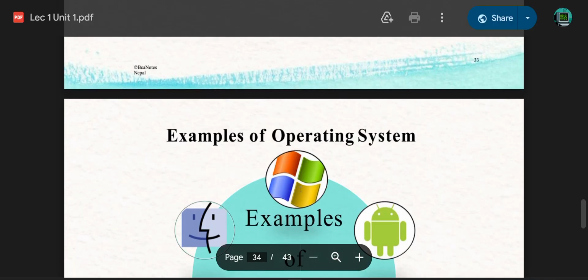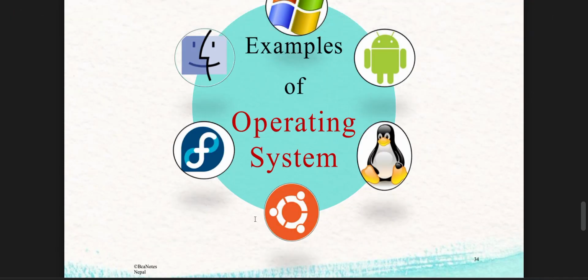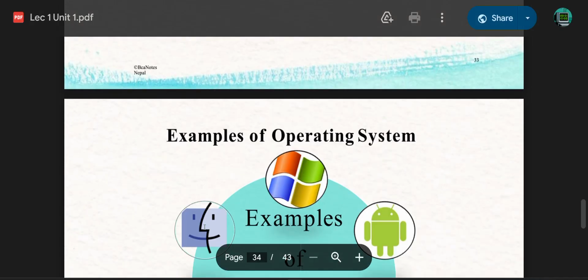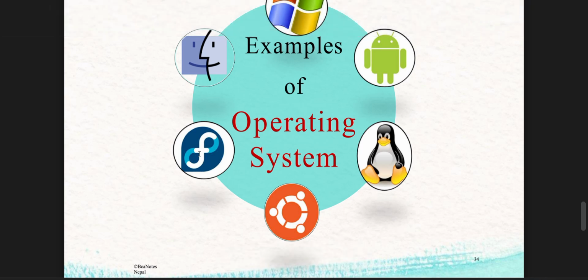Examples of operating systems: Windows, Android, Linux, Ubuntu, and this one is Mac OS. I don't have knowledge about this.